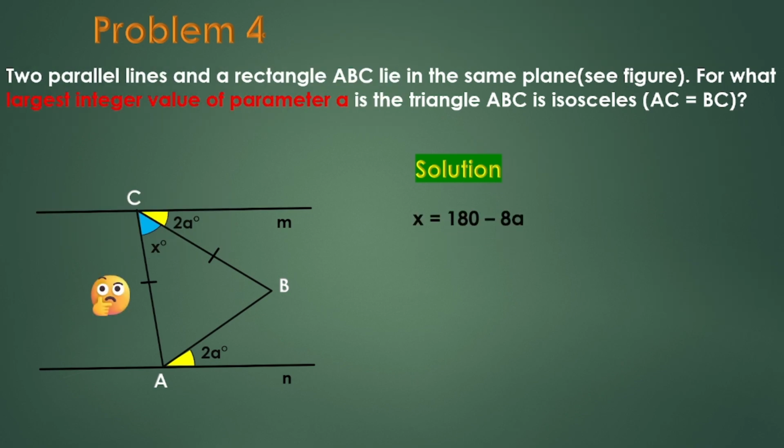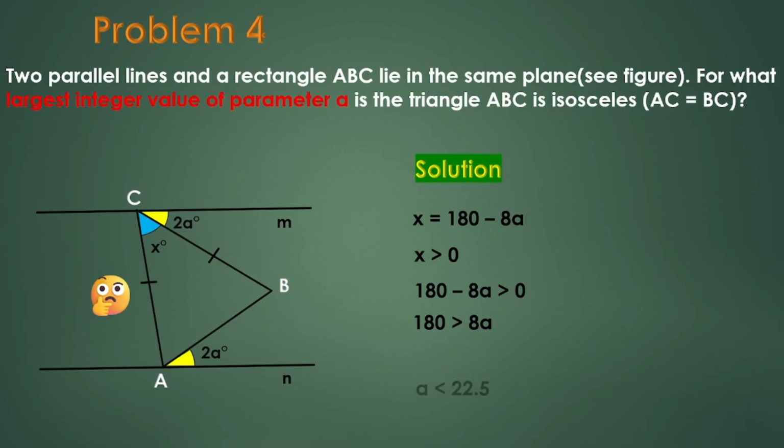And what should we do next? Well, according to the condition of the problem, they ask for the largest integer value of the parameter a. The largest integer value of the parameter a will be only when this angle x is positive. So we must make the following inequality: 180 minus 8a greater than 0.